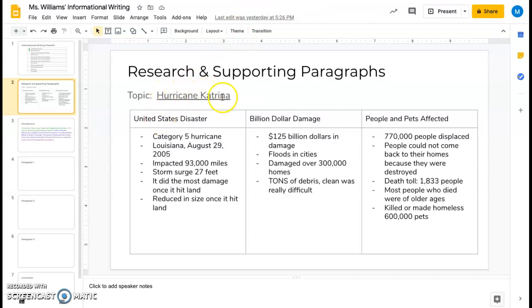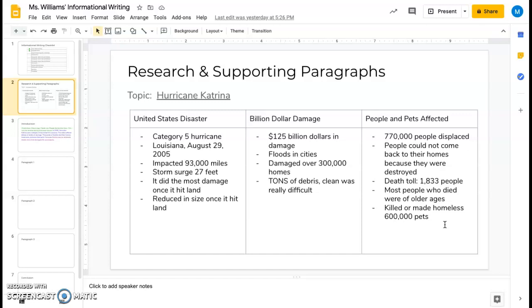I chose Hurricane Katrina. And I decided that my headings were going to be United States disaster, where I would give all of the facts about the storm. Billion-dollar damage, where I would tell about all of the different types of damage and how much money was lost because of the storm. And then people and pets affected. And I'm going to write a whole paragraph about how many people died, how many people's homes were destroyed, how many people had to move, stuff like that.